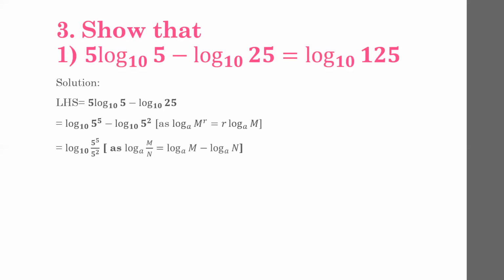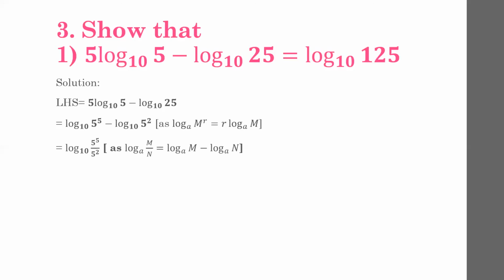Now we can see here we have two parts: log 10 base 5 to the power 5 minus log 10 base 5 square. So we can apply the formula of log a base m minus log a base n, which equals log a base m by n. So doing that, we will have log 10 base 5 to the power 5 divided by 5 square. So minus will be replaced by division.